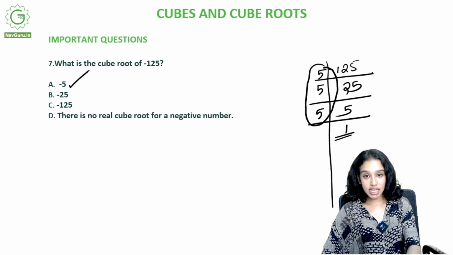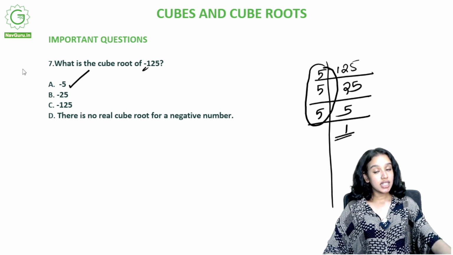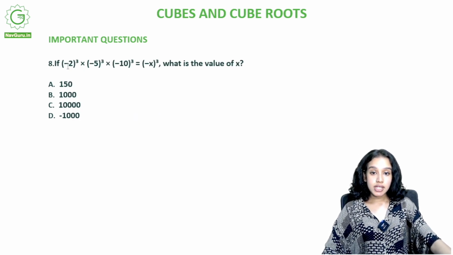So this is negative 5. Why? Because this is a negative number, we get negative cube roots. Moving on to the next question.